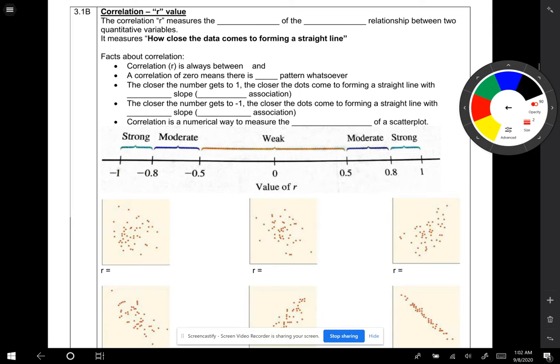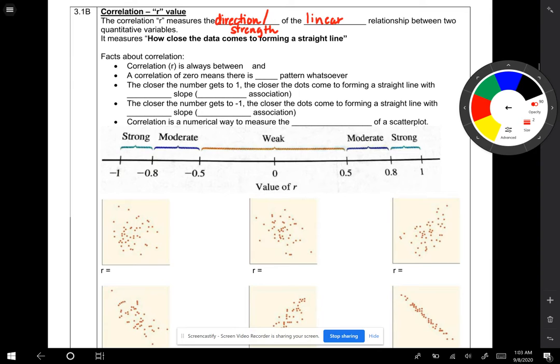Correlation is known as the R value. The correlation R measures the direction and strength of the linear relationship between two quantitative variables. It measures how close the data comes to forming a straight line.